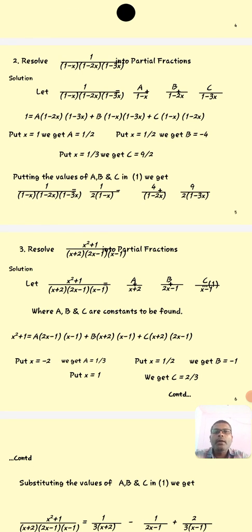Put x equal 1 by 3. The same equation we have to substitute, put x equal to 1 by 3, we get C is equal to 9 by 2. Here whenever x is equal 1 by 3 is there, that is A will be 0 and also the B will be 0, we get C is equal to what? 9 by 2.